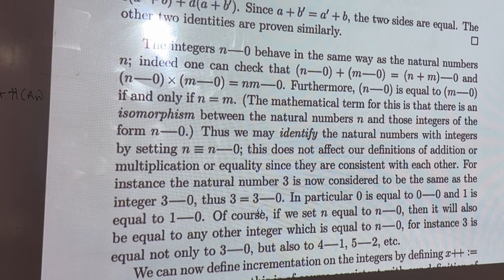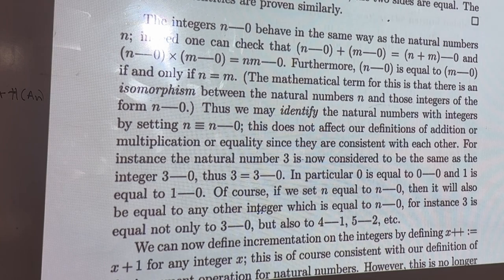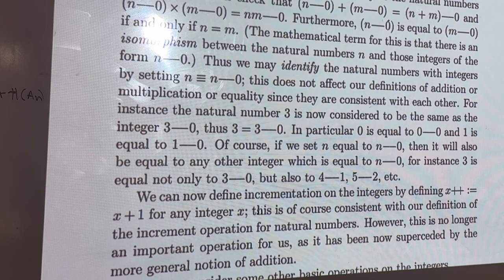In particular, 0 is equal to 0 minus 0. Although he is writing actually, 0 is recognized as 0 minus 0 in that set, and 1 is equal to 1 minus 0. Of course, if we set n equal to n minus 0, then it will also be equal to any other integer which is equal to n minus 0. For instance, 3 is equal not only to 3 minus 0 but also to 4 minus 1, etc., etc. I wish he had not written 3 equals 3 minus 0.